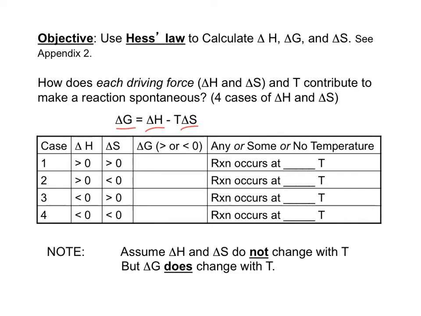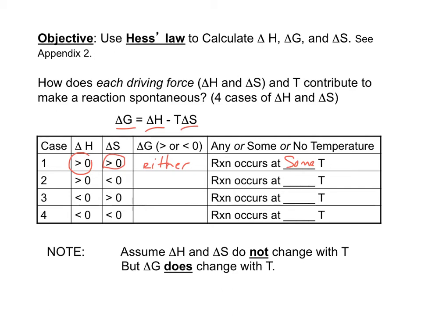In case 1, if delta H is greater than 0, note that it doesn't help delta G be less than 0. If delta S is greater than 0, it does help delta G be less than 0. So the temperature will determine whether the reaction is spontaneous or not. So that means that the reaction will occur at some temperature. So stop the video and determine what happens in case 2, 3, and 4.